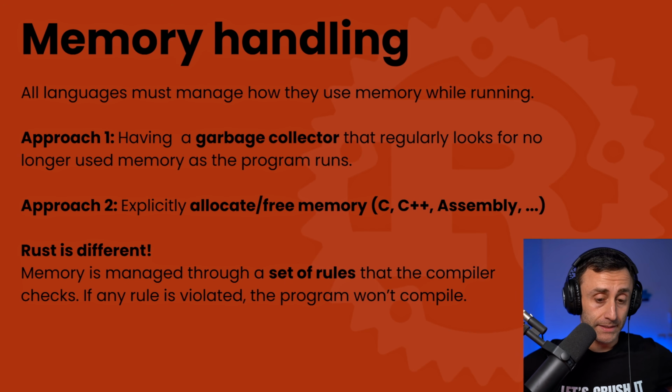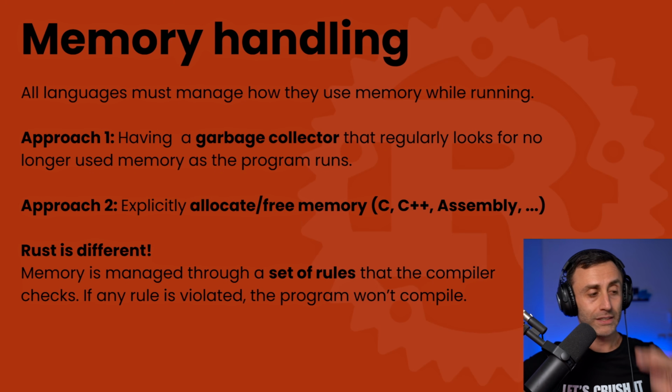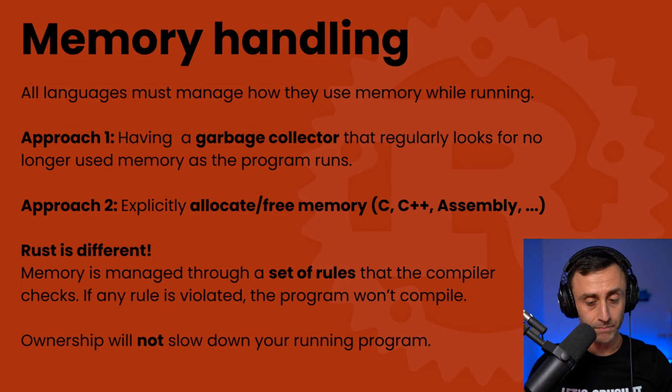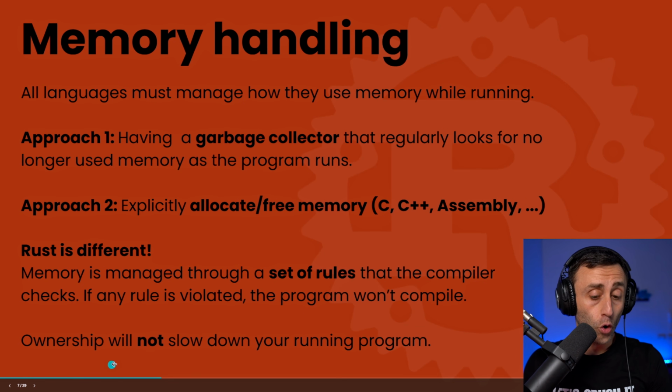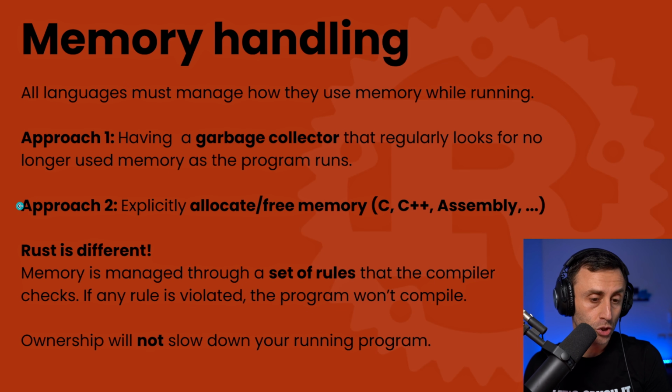Rust is different, because the memory is managed through a set of rules that the compiler checks. And if any rule is violated, the program will not even compile. And the most important part is this one: ownership will not slow down your running program. So ownership is much closer to approach number 2, but without having to do this really manually.